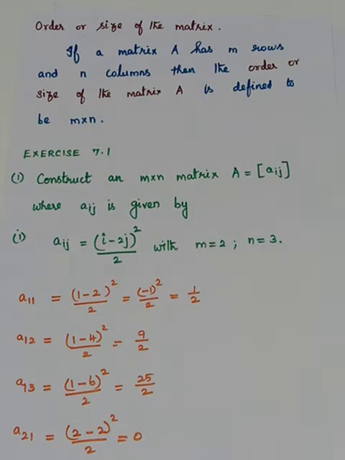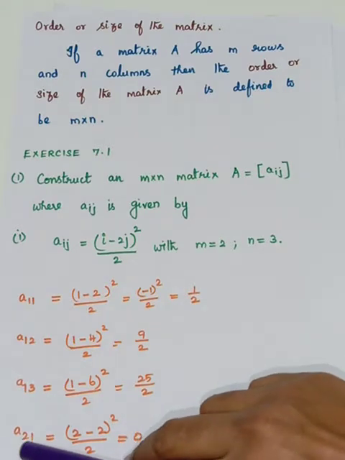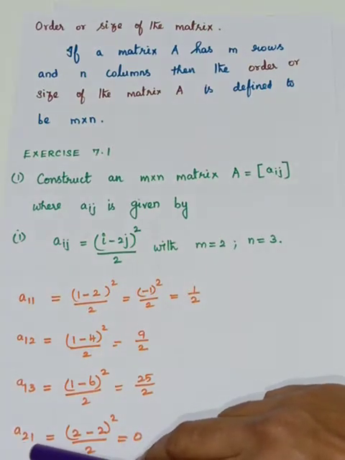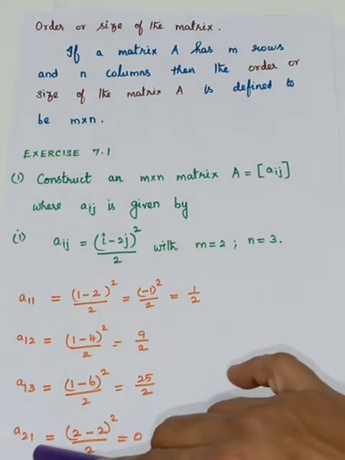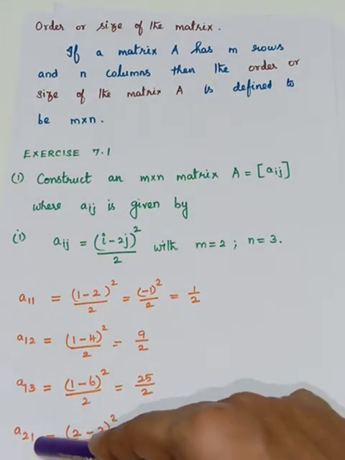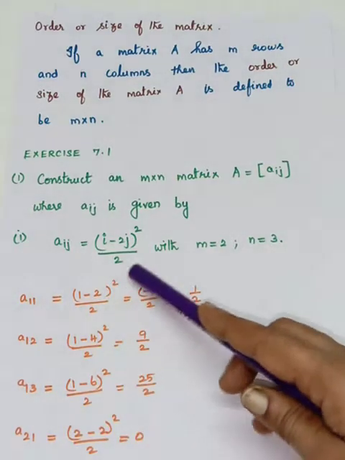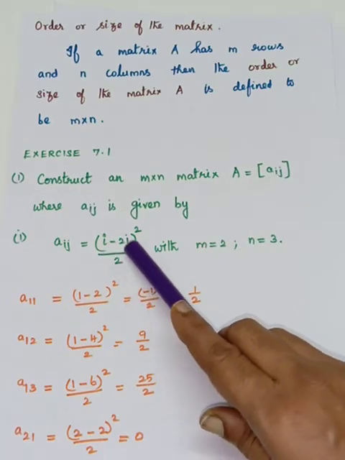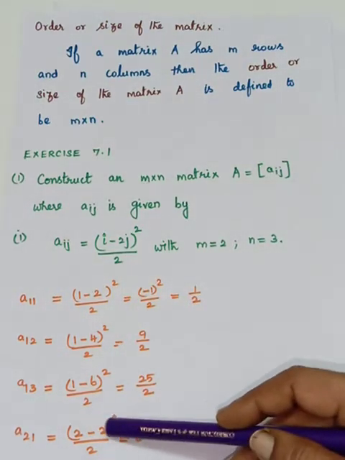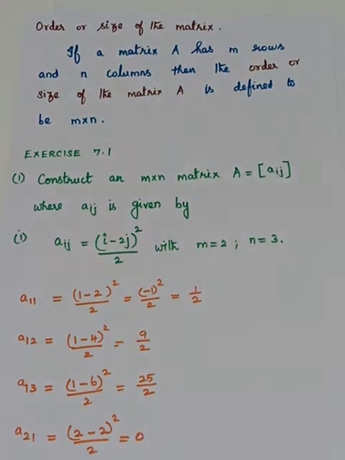You have 2 rows, so we are going for the second row. How will it be denoted? A21. That means the element present in the second row and the first column. Now your i is 2 and your j is 1. When you substitute, in the place of i it is 2 minus 2 into 1 is 2. So 2 minus 2 is 0. 0 the whole squared is 0 by 2, that is 0.